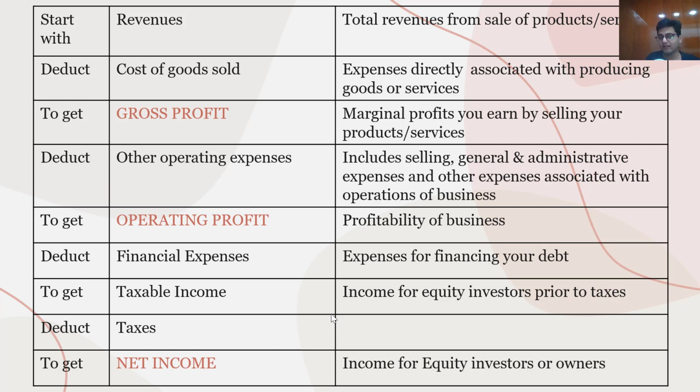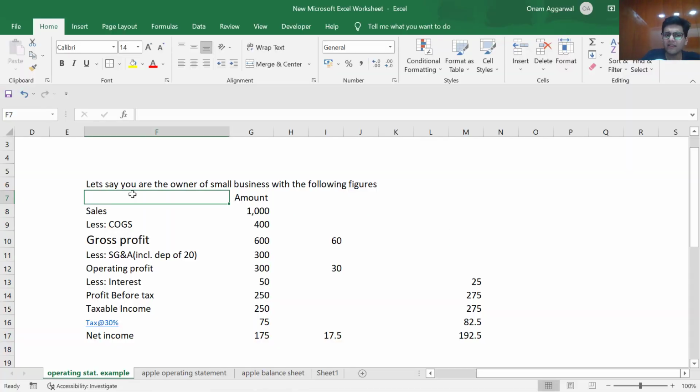Now I can understand this can be quite difficult to understand in one go. So let's take a very simple Excel example. Let's say you are the owner of a small business with the following figures, and let's say all the figures are in dollars. We have sales of $1,000. Let's assume that we are manufacturing a product, and for that we have made sales of $1,000.